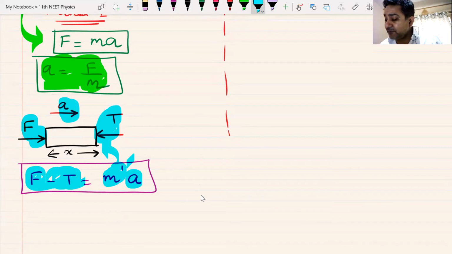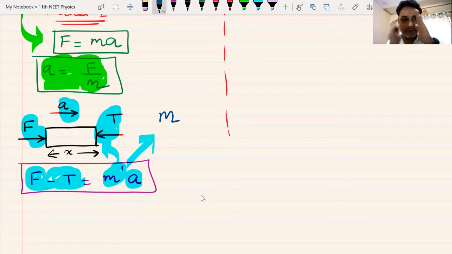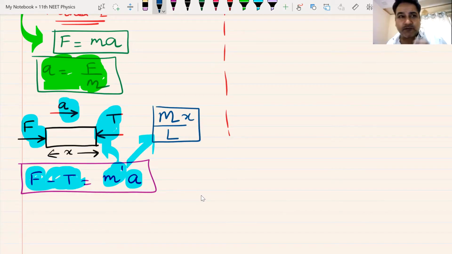Now, how much is the mass of this body? Total mass is m. It is the mass of the entire body of length L. So mass per unit length is m divided by L. If I multiply it by x, I will get the mass of this portion. This is known as a linear relation.